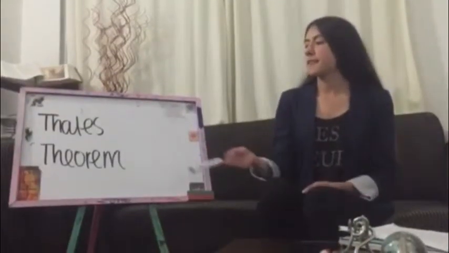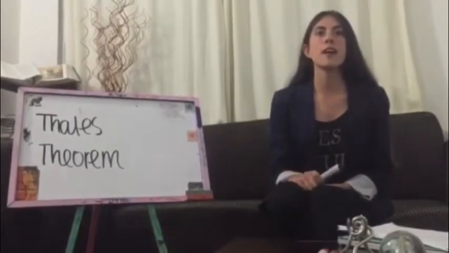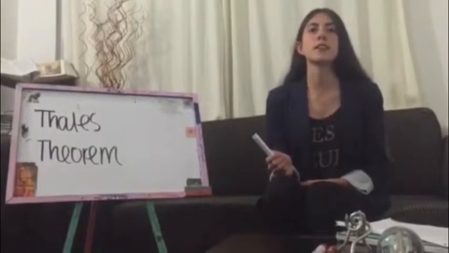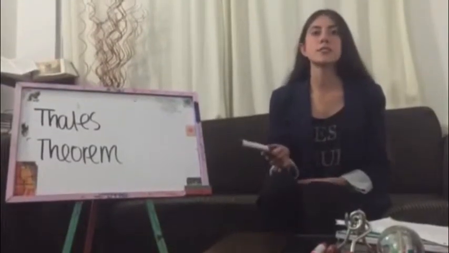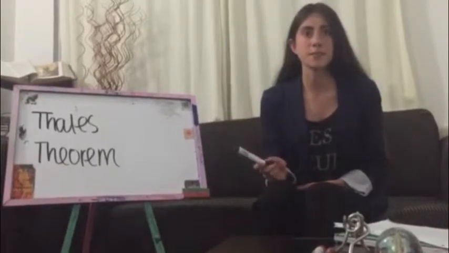Now let's talk about the Thales theorem, in which he says that the sum of all the internal angles is equal to 180 degrees, and all the external angles are equal to 360 degrees.